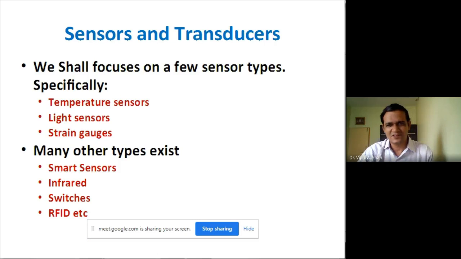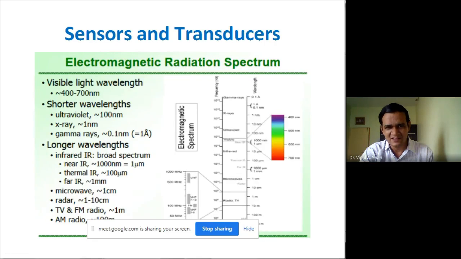We shall focus on a few sensors like temperature sensors, light sensors, strain gauges. There are so many other sensors based on the requirements of our human body, like smart sensors, infrared switches, RFID, etc. So we'll begin with the electromagnetic radiation spectrum first. This spectrum is most important for us.